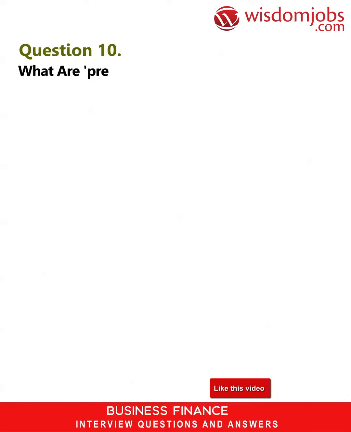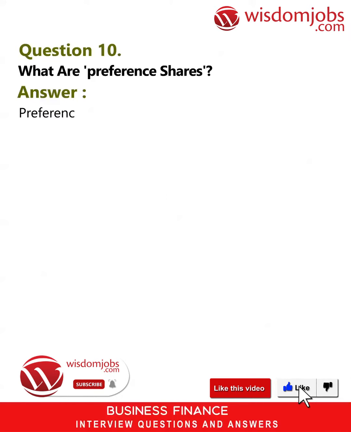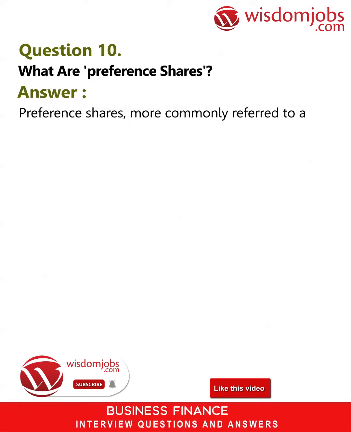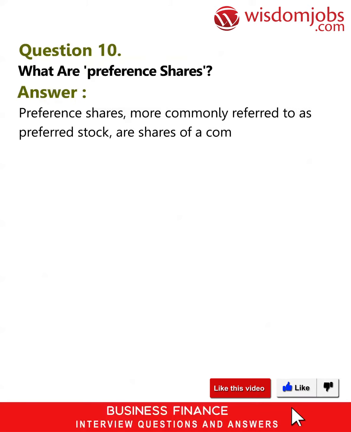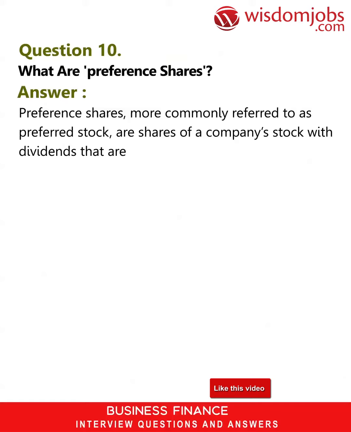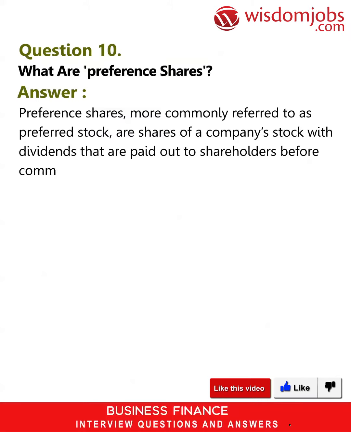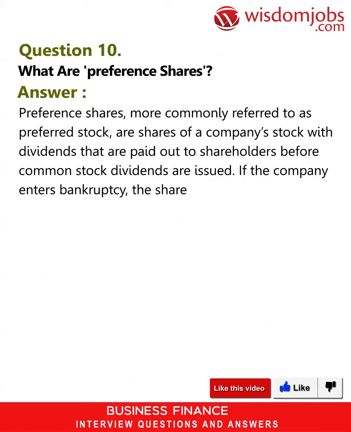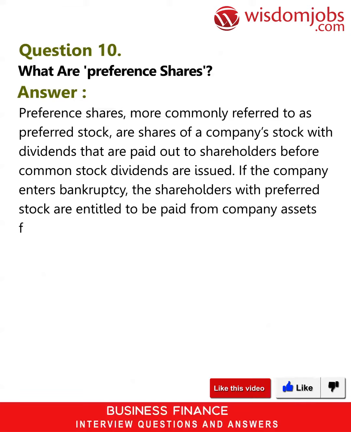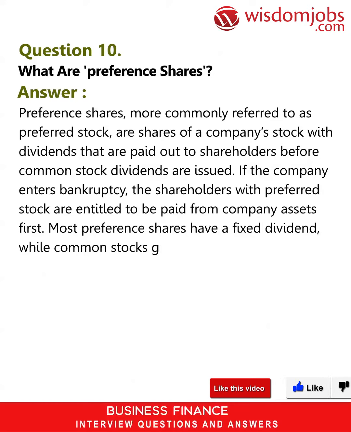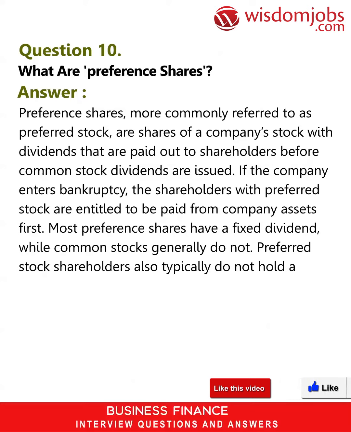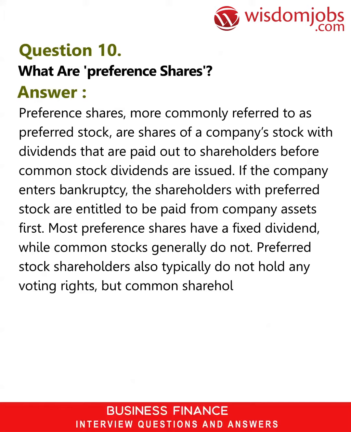Question 10. What are preference shares? Answer. Preference shares, more commonly referred to as preferred stock, are shares of a company's stock with dividends that are paid out to shareholders before common stock dividends are issued. If the company enters bankruptcy, the shareholders with preferred stock are entitled to be paid from company assets first. Most preference shares have a fixed dividend, while common stocks generally do not. Preferred stock shareholders also typically do not hold any voting rights, but common shareholders usually do.